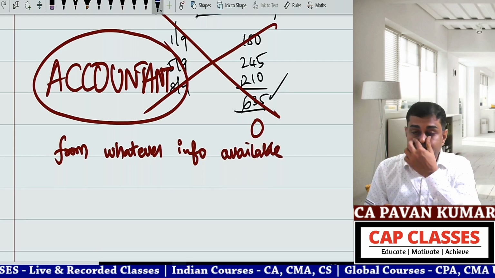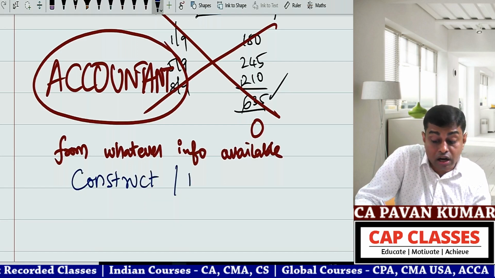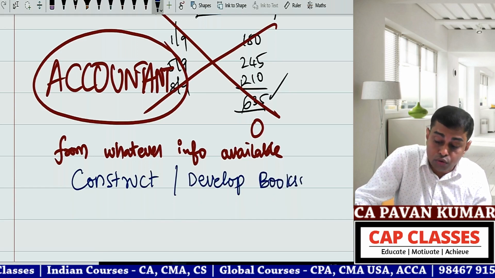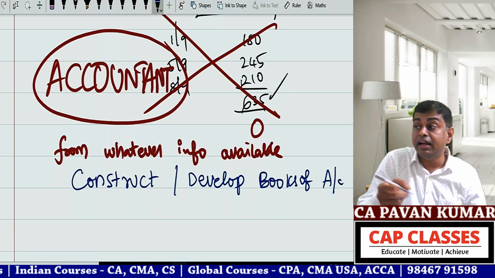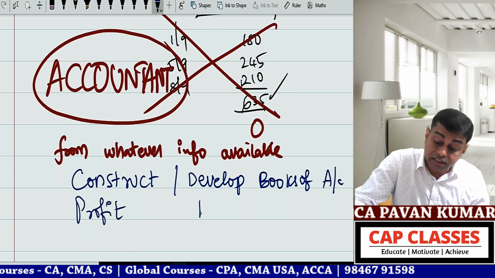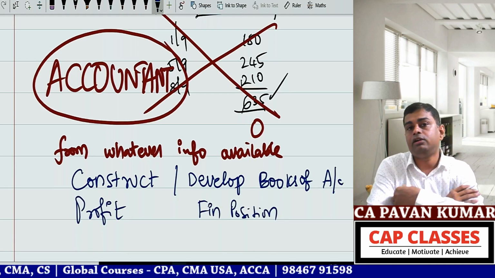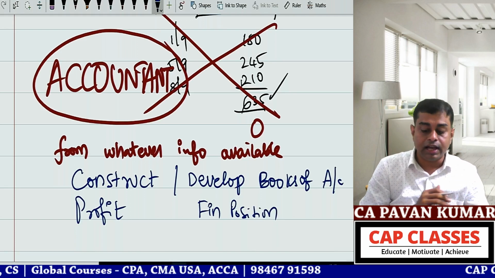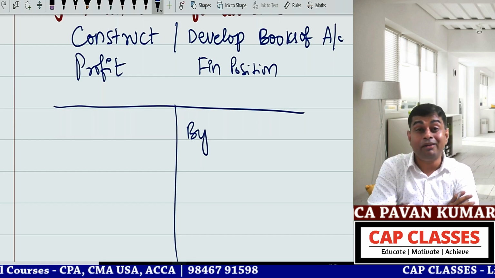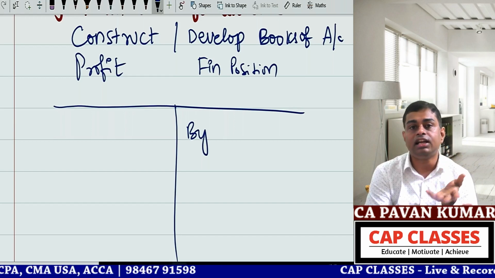From whatever info is available, construct or develop books of account and determine his profit and his financial position. Sir, but to determine profit, we need a P&L account, na sir. If a P&L account is there, I write Schedule 3 requirements, sir. Accounting standards, sir. All those are not here, sir.